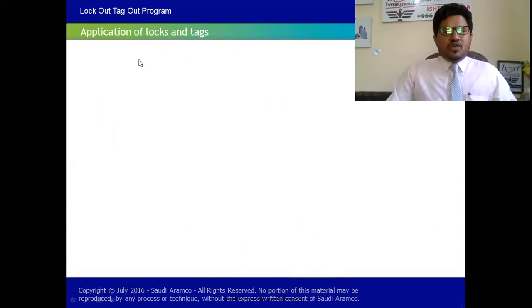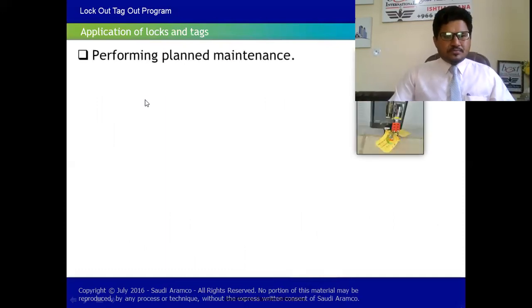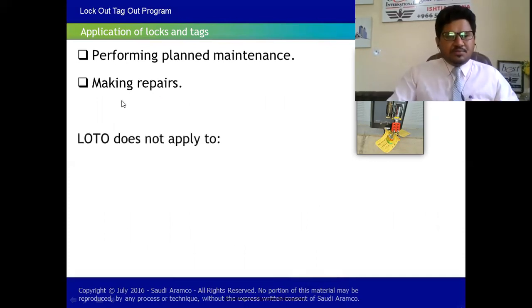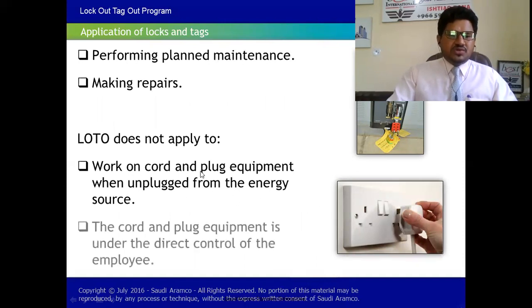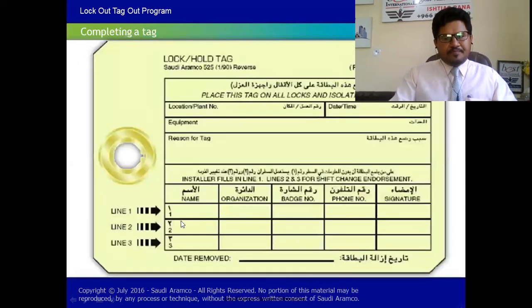Now, application of locks and tags: performing planned maintenance, we need locks and tags; making repairs, we need locks and tags. When LOTO does not apply is also an important point to remember: work on cord and plug equipment when unplugged from the energy source, where the cord and plug equipment is under the direct control of the employee.